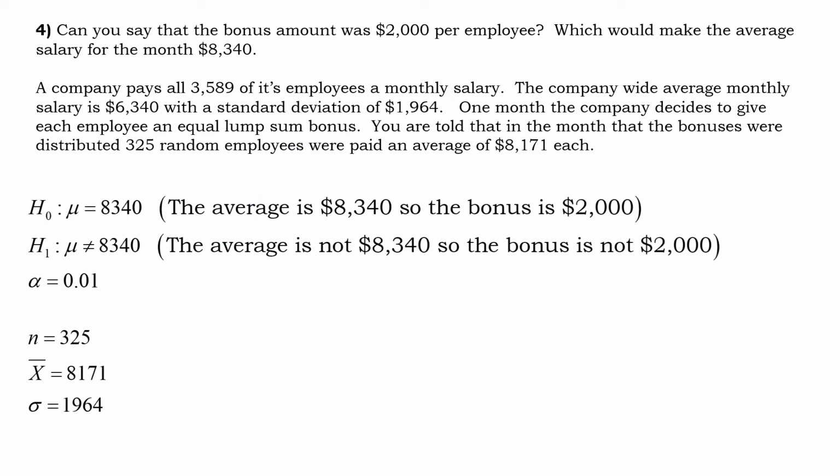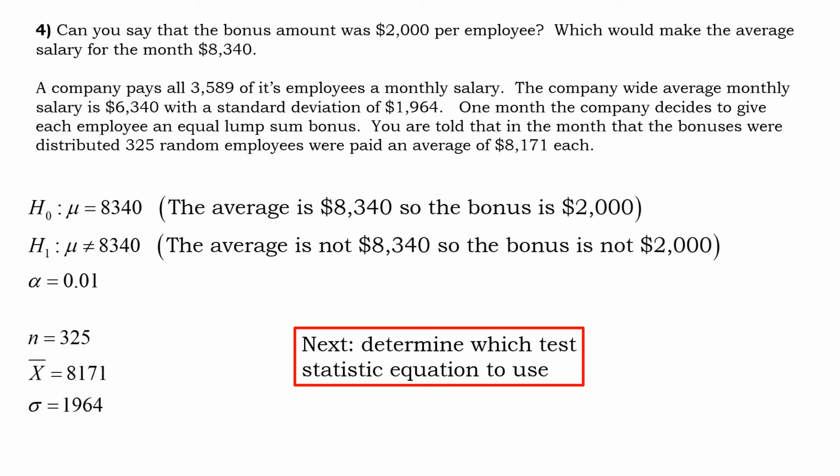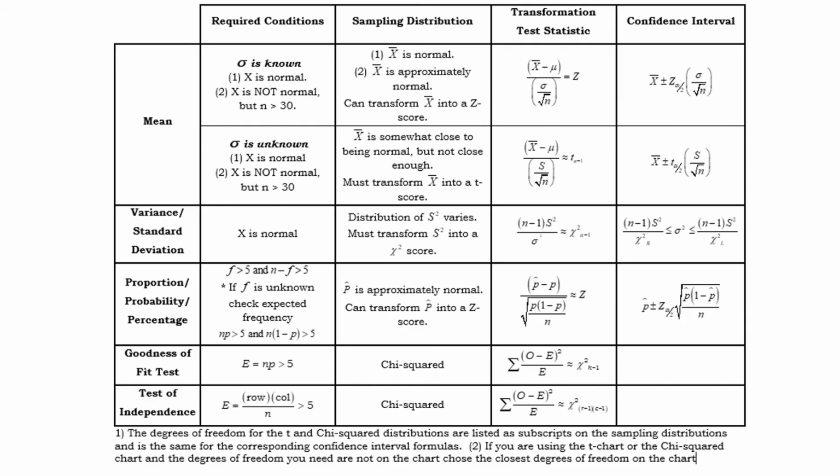So again, once we know what we're testing and what information we have to do the test, we have to determine which equation to use. We go back to our formula sheet. We're testing a theory about the mean. This time sigma is known, so we're going to go to the top line of our formula sheet. Okay. So we don't know that the population is normal. In fact, the individual salaries of the roughly 3,600 or so employees are almost guaranteed not to be normally distributed, much more likely to be skewed right.